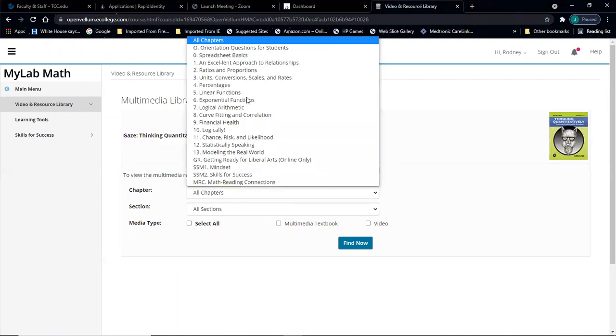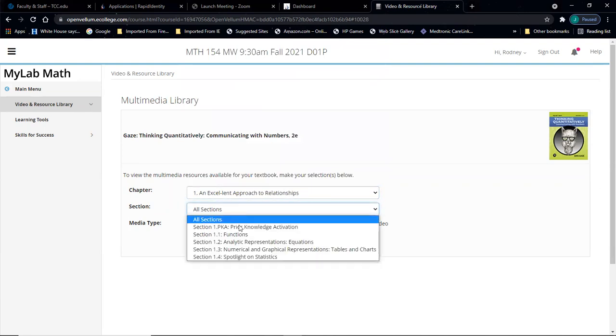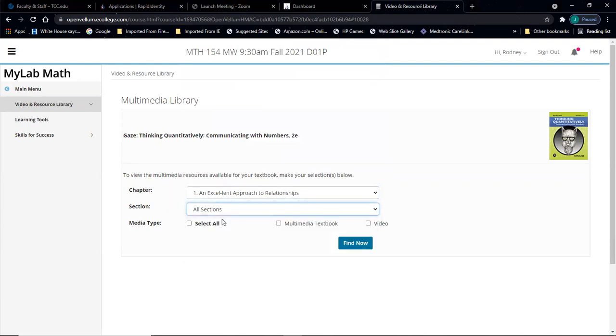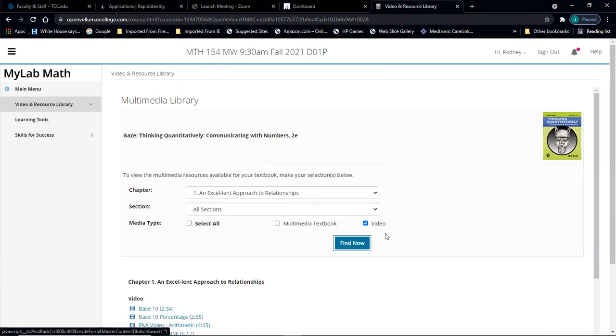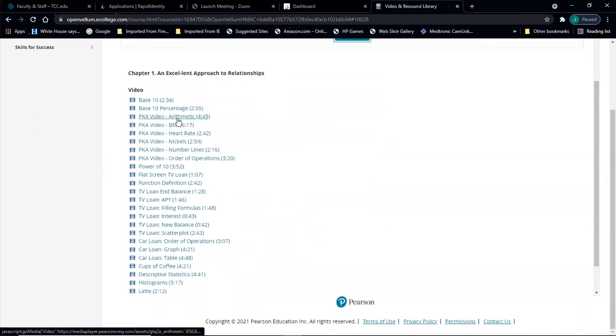And then you can select whatever chapter it is, or you can just leave it open to all chapters. So if the first one of these is on chapter 1, which it might be, you can go to the section if you really wanted to. I don't suggest that. I do suggest leaving this as all sections, clicking video and find now. And the first chapter has got about 10 videos, 11 videos that are not PKA material.